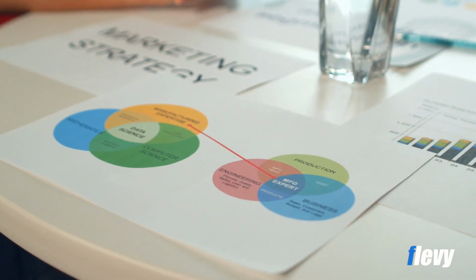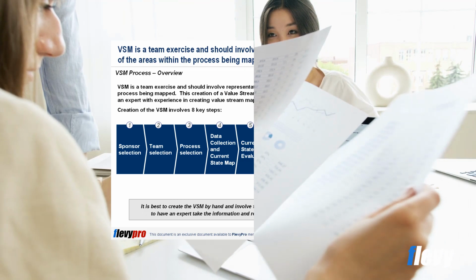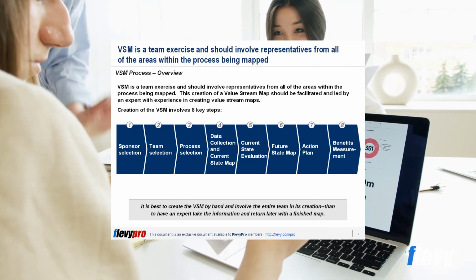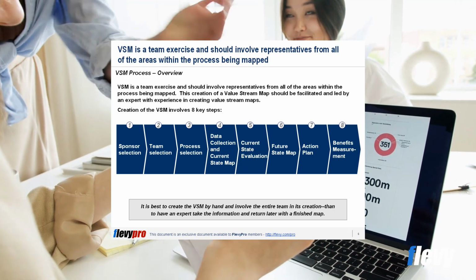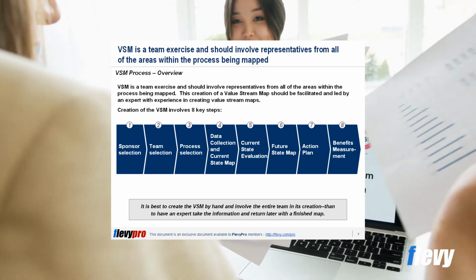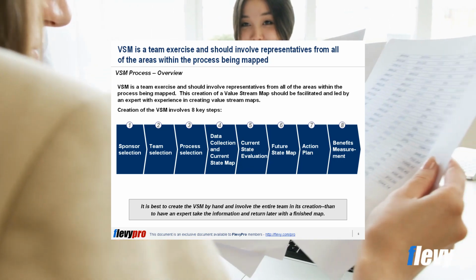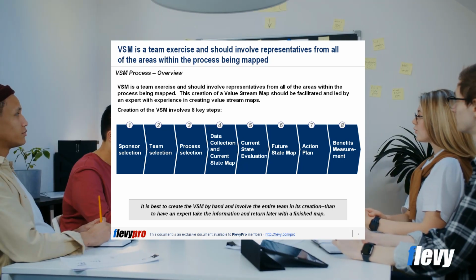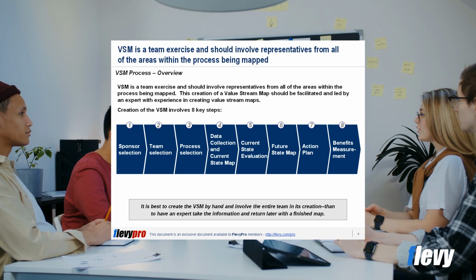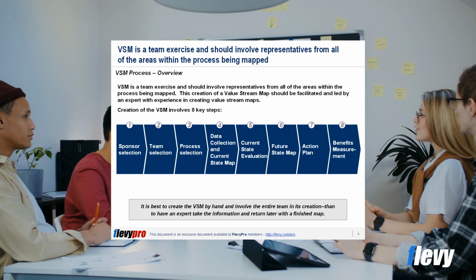We can construct a value stream map following an 8-step process, depicted on the PowerPoint slide. VSM is a team effort. It should involve representatives from all of the areas within the process being mapped. The creation of a value stream map should be facilitated and led by an expert with experience in creating value stream maps. Let's explain each of the 8 steps involved.